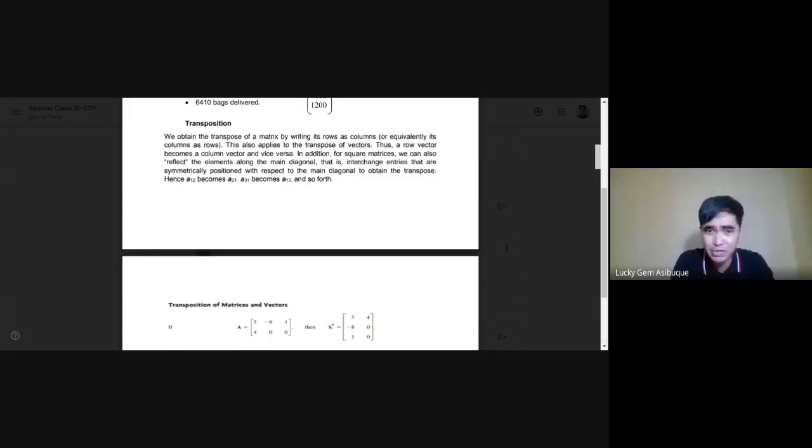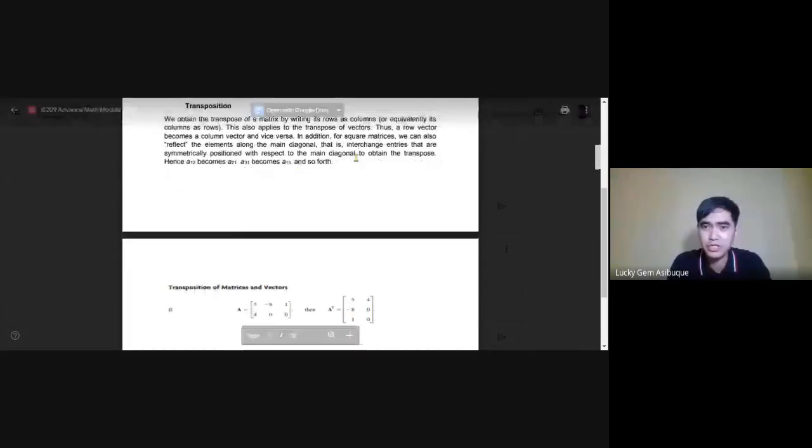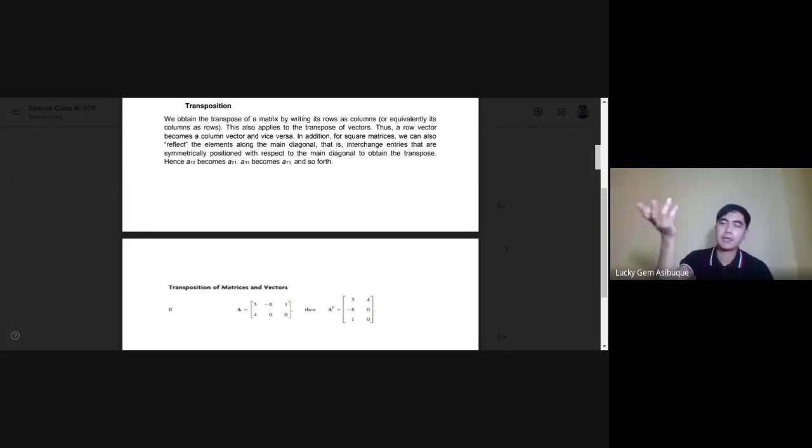So, in addition, for square matrices, we can also reflect the elements along the main diagonal. So, sa mga square matrices, consider natin ngayon yung diagonal niya. Okay? So, interchange entries that are symmetrically positioned with respect to main diagonal to obtain the transpose. Okay? Pag square matrices, guys, kailangan symmetrical siya. Symmetric yung pagtatranspose natin sa row by column. Okay? So, magkakaroon tayo ng example dito.